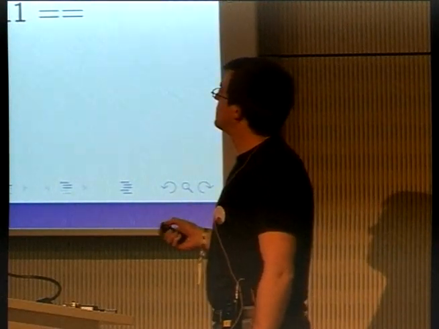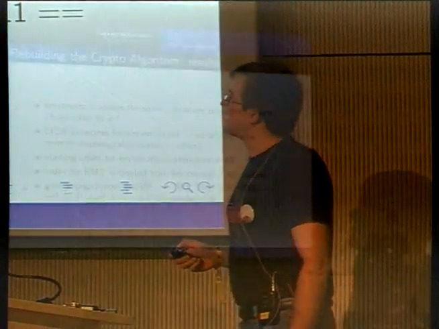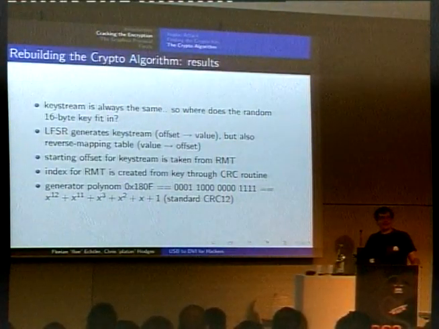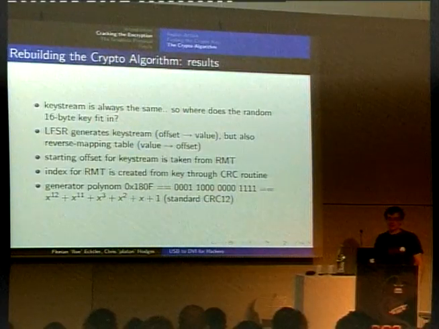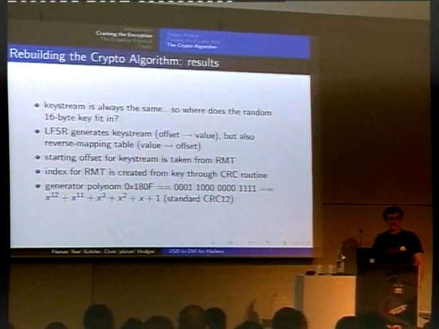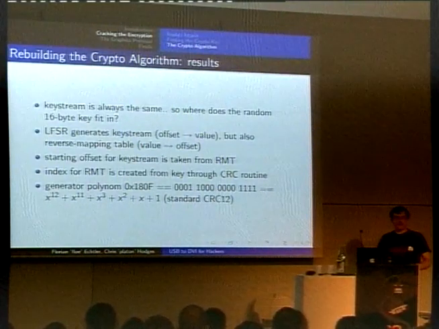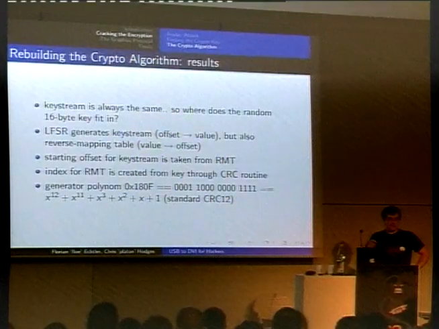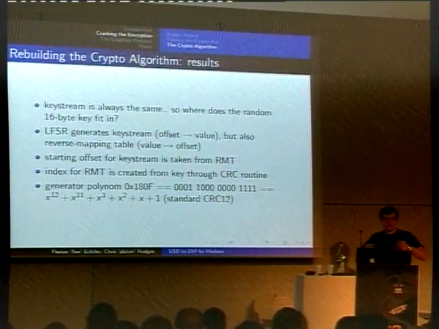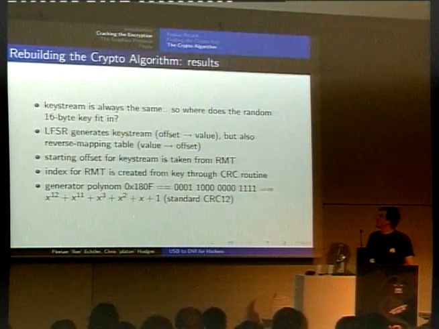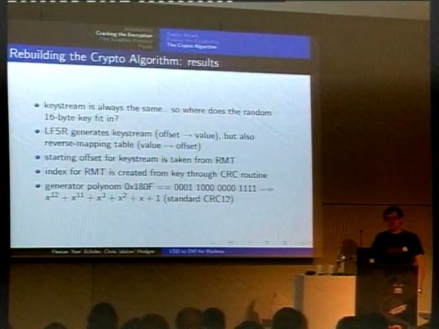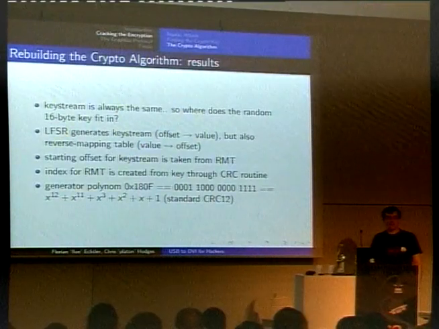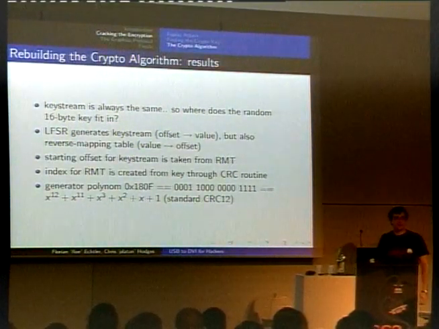What we were at first a bit surprised by is that the LFSR data also generates a reverse mapping table, which gives you the offset for each value, for each random number, basically. The starting offset at which the encryption begins is taken from this reverse mapping table. And the index for this table, again, is generated from the key. So the key simply tells you where to start in the actual key stream. And this is also obviously how the device itself works then.